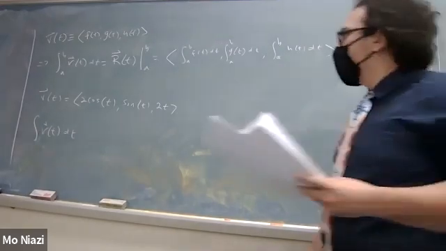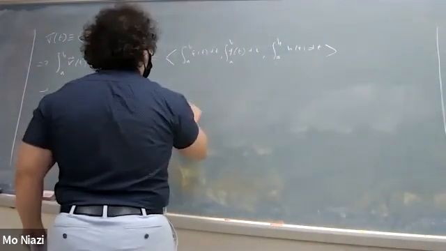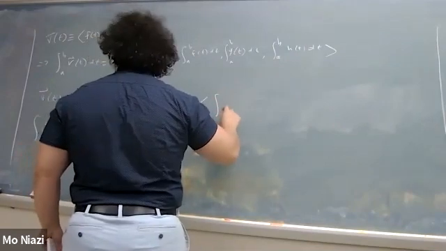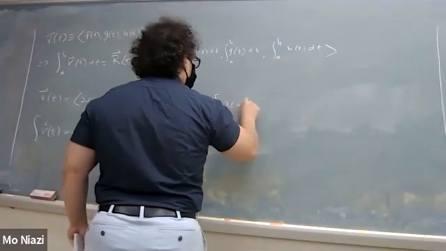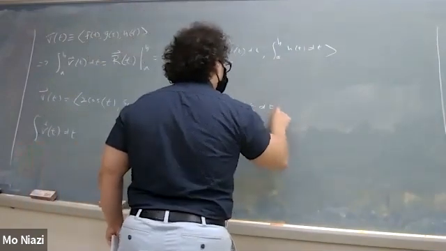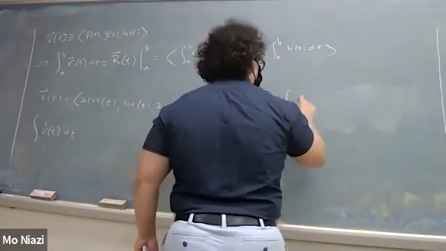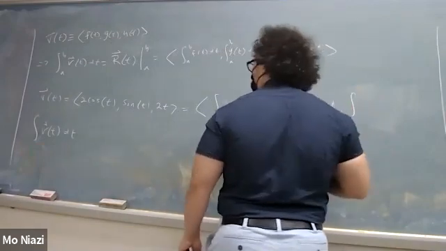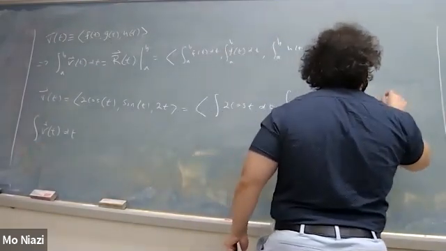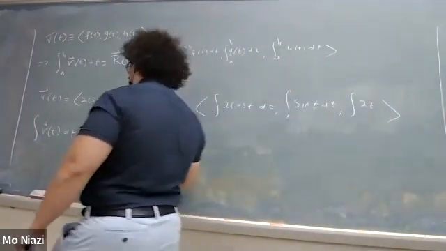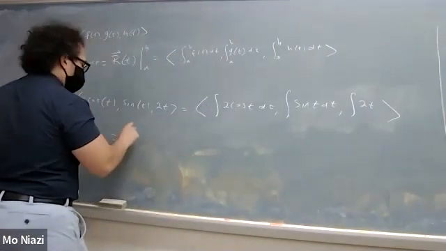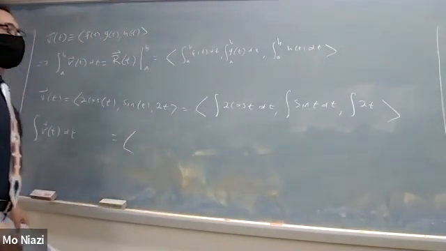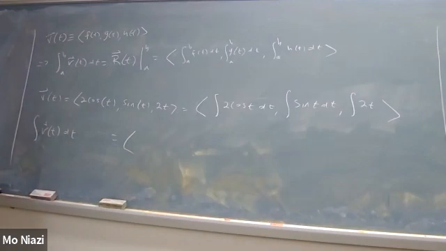So over here, this is the same thing as component-wise integration. So what is the integral of 2 cosine of t dt? What is the integral of sine of t dt? And what is the integral of 2t? All right. So how do I know what the integral of 2 cosine of t dt is?